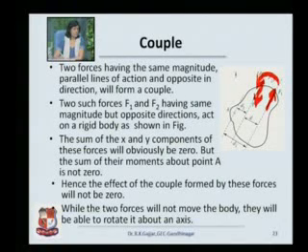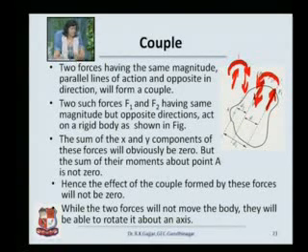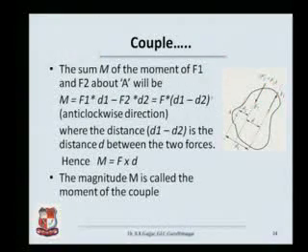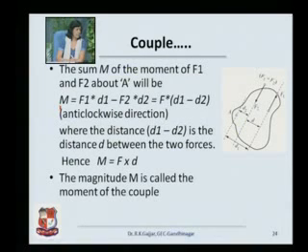If we had a force couple system like this, then it would try to rotate the body in the clockwise direction. For our purpose, we are going to treat all anti-clockwise moments as positive and all clockwise moments as negative. So here we have the equation. The sum M of the moments of F1 and F2 about A will be M equals F1 d1 minus F2 d2.